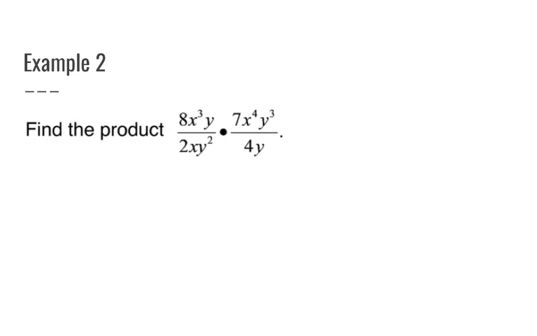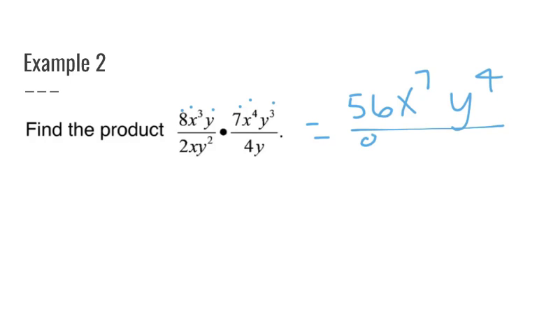Okay, let's practice. So let's first put these together. So 7 times 8 is 56. X cubed times x to the 4th is x to the 7th. And then y times y cubed is y to the 4th. And in the bottom, 2 times 4 is 8. X doesn't have anything to multiply with, so just x. And then y squared times y is y cubed.